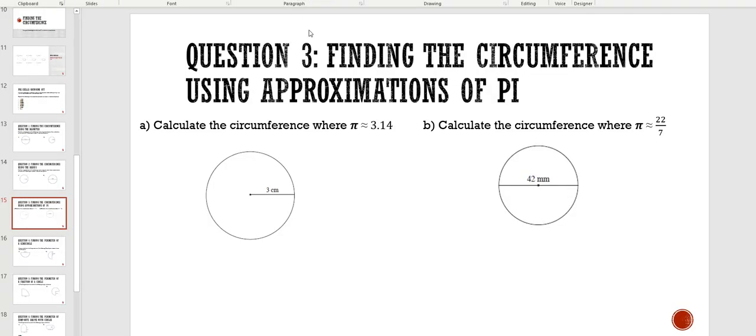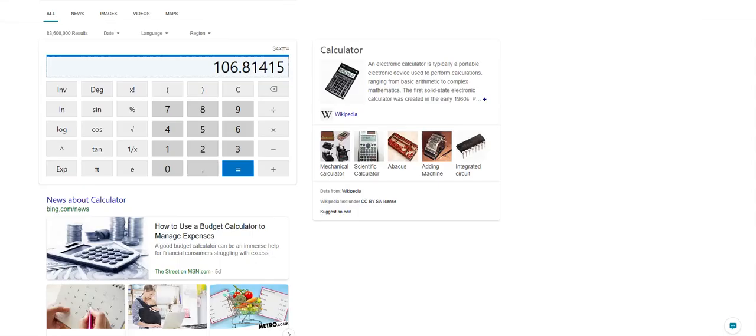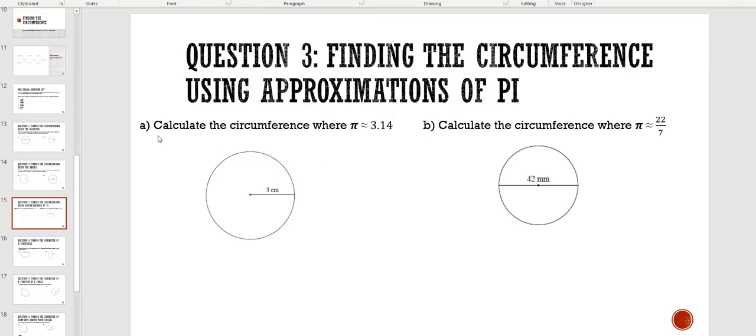Okay, for our next question, question 3, it says finding the circumference using approximations of pi. So approximations means an estimate, not exactly pi. So we won't be using that pi button on our calculator. Okay, that gives us a more accurate answer. We'll be using approximations. So for A, it says calculate the circumference where pi is approximately 3.14. So this just has 2 decimal places of pi.